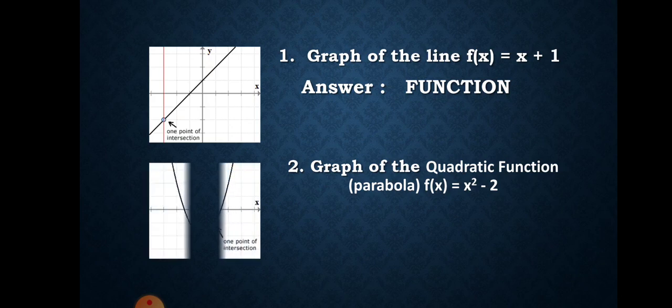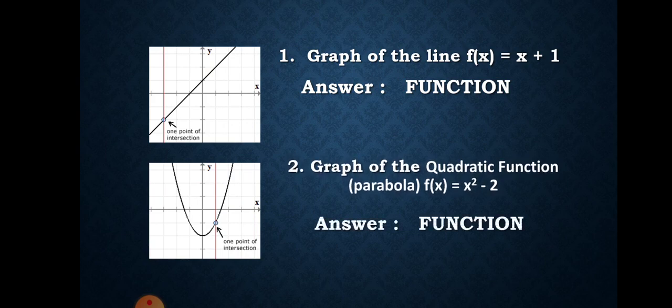Now, let's talk about the graph of the quadratic function, parabola. F of x is equal to x squared minus 2. Kung makita po natin yung red line, that is the vertical line test. One point of intersection, definitely, that is a function. So, nag-intersect po sila sa positive 1.